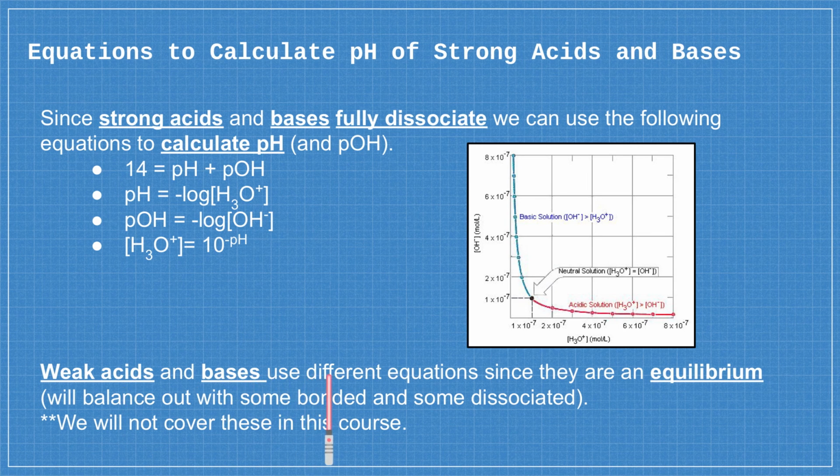Weak acids and weak bases use different equations since they are in equilibrium. It'll balance out, and so we're not going to cover the equilibrium reactions and calculations using weak acids and weak bases until AP Chem.